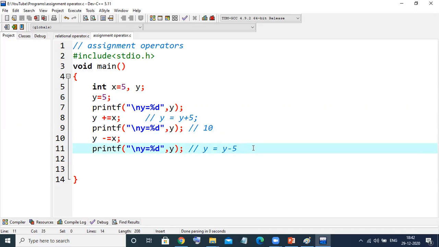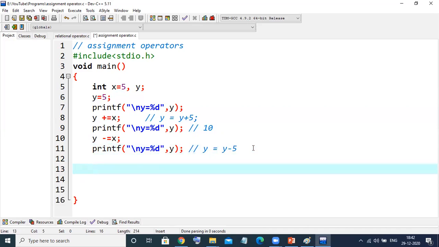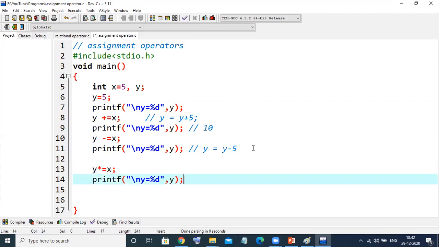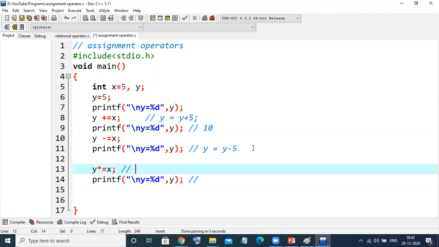It's 5 only, because at a time one variable can hold only one value. Now if I say y multiplication equals to x, and if I want to print this, now this expression looks like y equals to y into x.